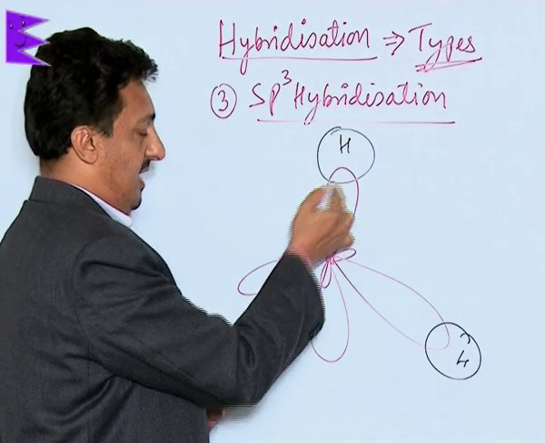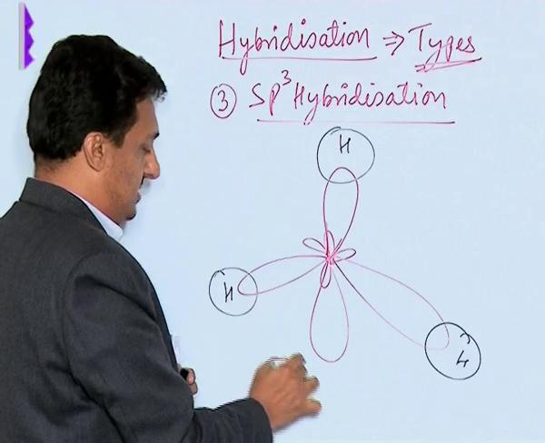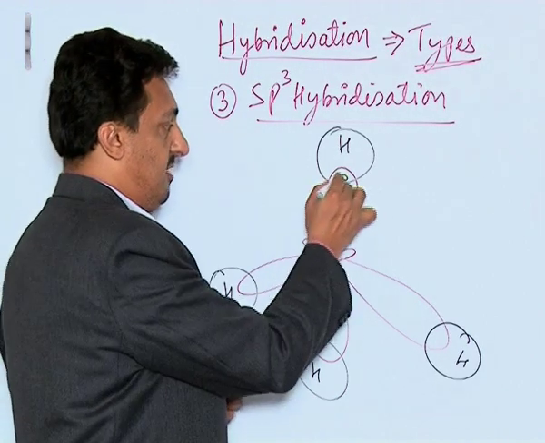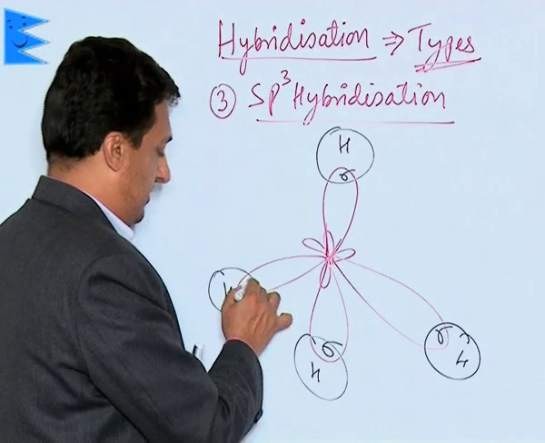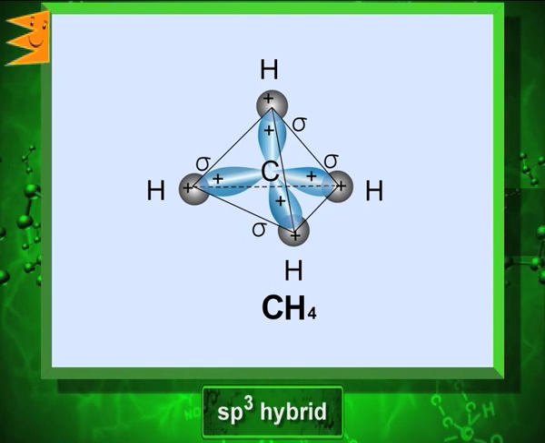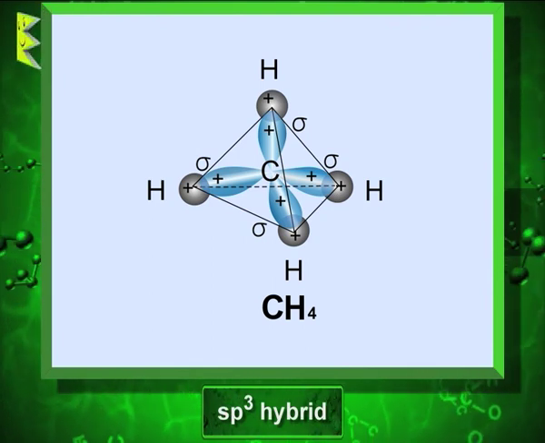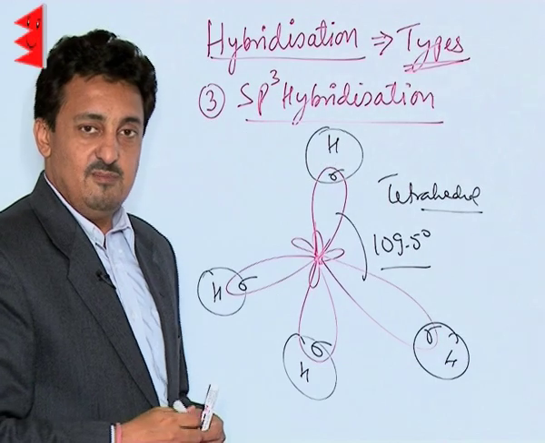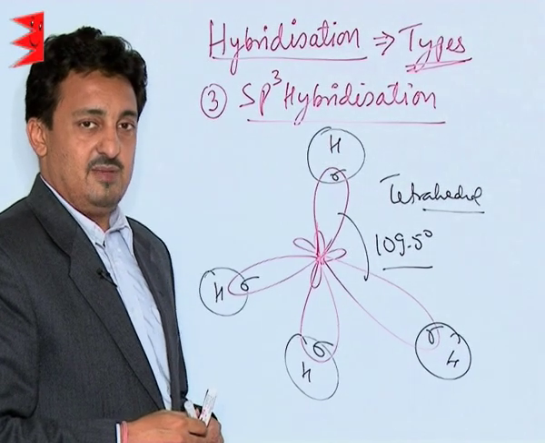Here there is another hydrogen atom. This is how it is overlapping these hybrid orbitals, and this is how it is overlapping the hybrid orbitals. So these 4 sigma bonds are formed. Angle is 109.5 degree and the shape is called tetrahedral. So this is the best example to explain sp3 hybridization.